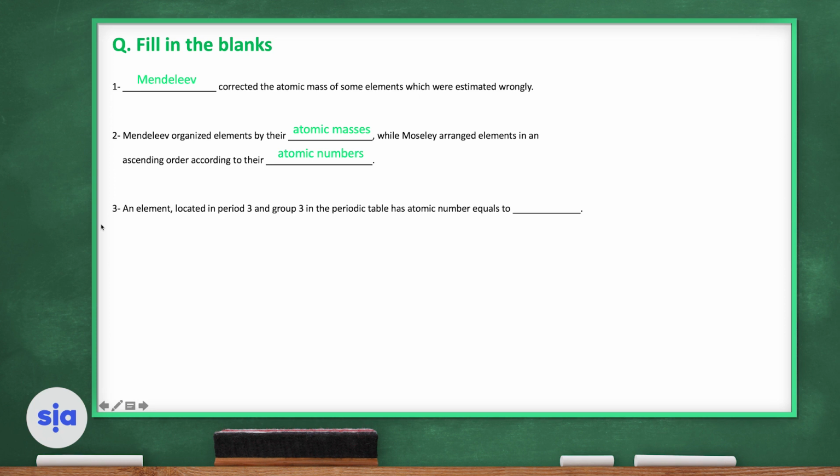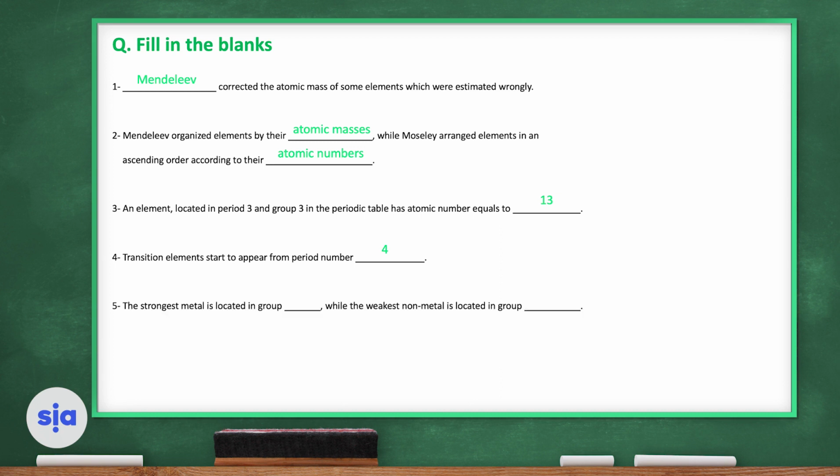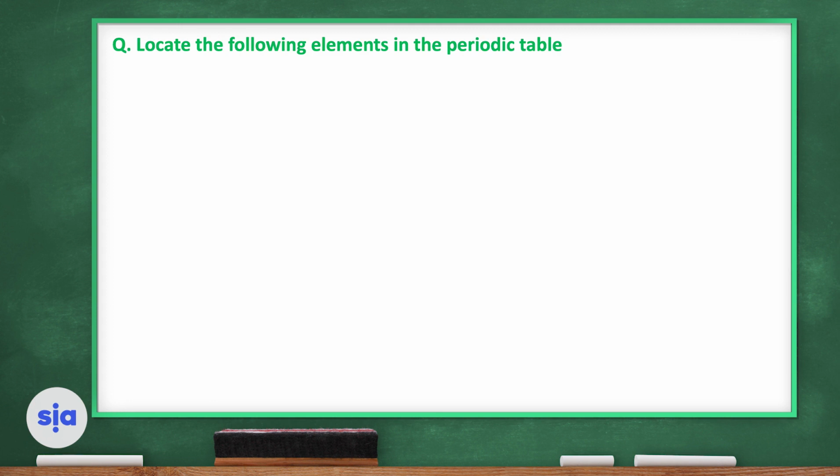An element located in period 3 and group 3 in the periodic table has atomic number equals to 13. Transition elements start to appear from period number 4. The strongest metal is located in group 1A, remember the first group, while the weakest non-metal is located in group 7A.